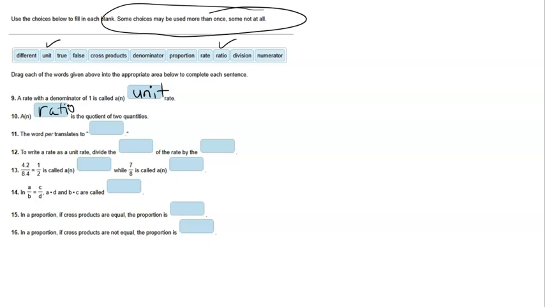The word per translates to division, actually. I'm looking for division. Yes, that's it. So the word per, when you see that, think division. To write a rate as a unit, divide the numerator of the rate by the denominator.